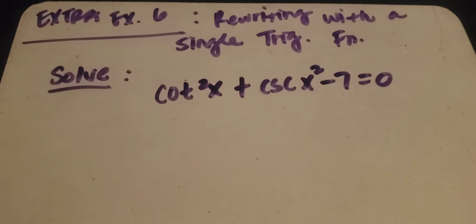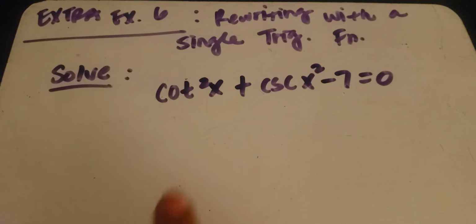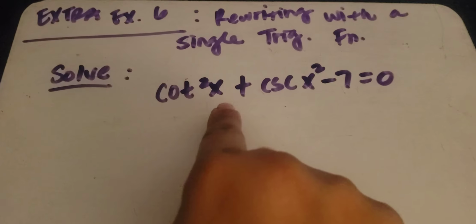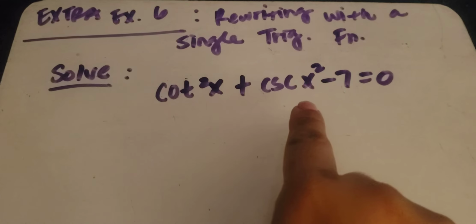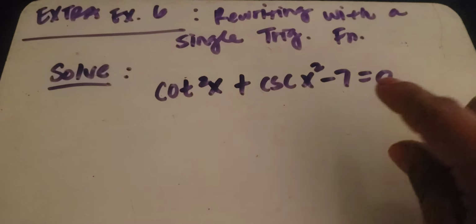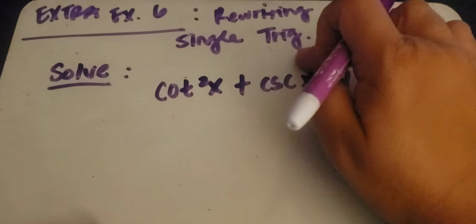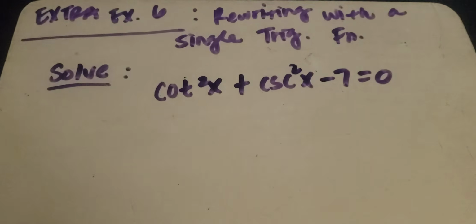All right, boys and girls, this is going to be the last video and the last example for today. In example 6, we are going to solve cotangent squared of x plus cosecant squared of x minus 7 equals 0. Let me fix that, I wrote it in the wrong place.